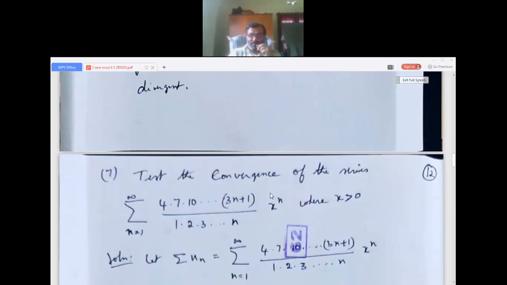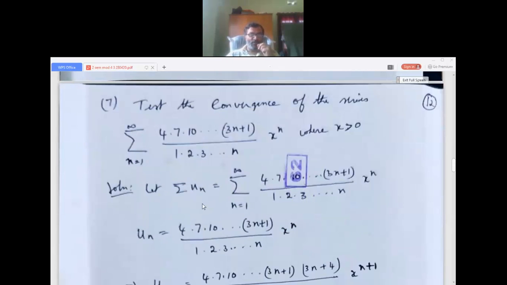So question number 7, test the convergence of the series 4 into 7 into 10 goes on till 3n plus 1, divided by 1 into 2 into 3 till n, into x power n, where x is greater than 0.